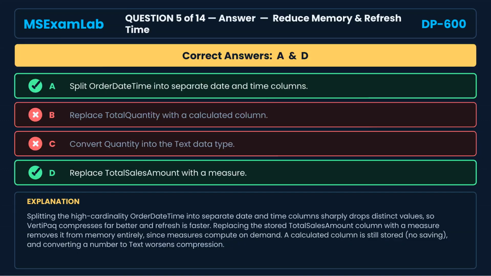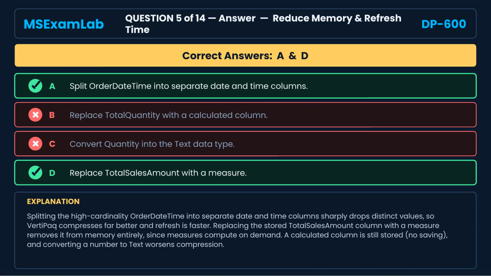The correct answers are A and D. Split order date time into separate date and time columns. And replace total sales amount with a measure. Splitting the high cardinality order date time into separate date and time columns sharply drops distinct values, so VertiPack compresses far better and refreshes faster.